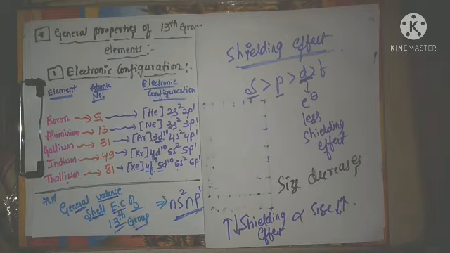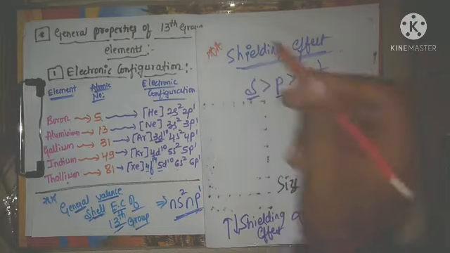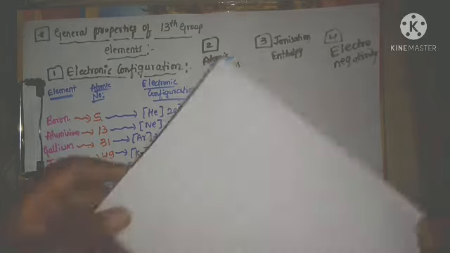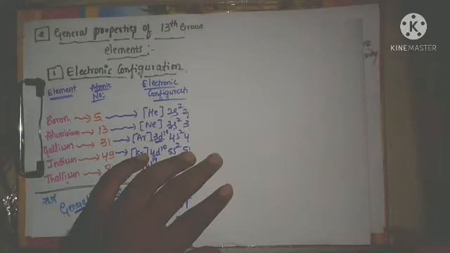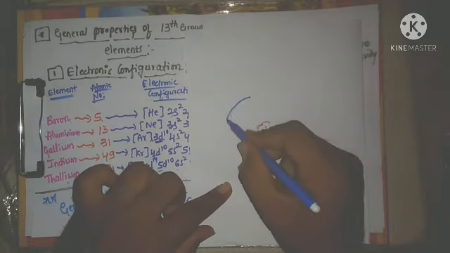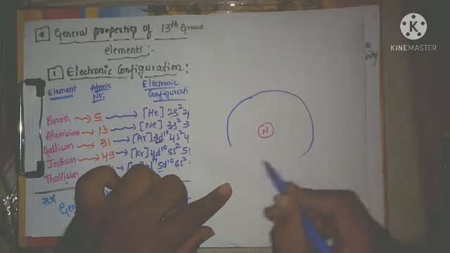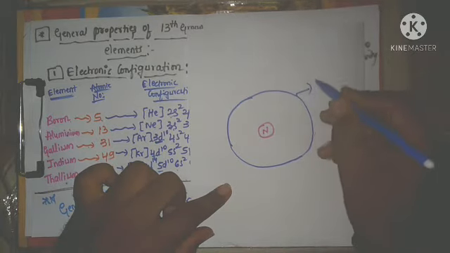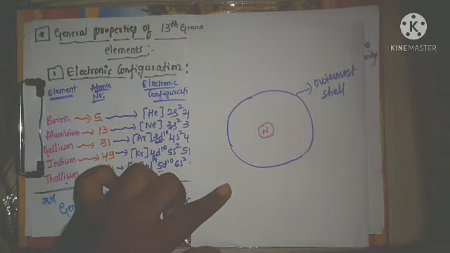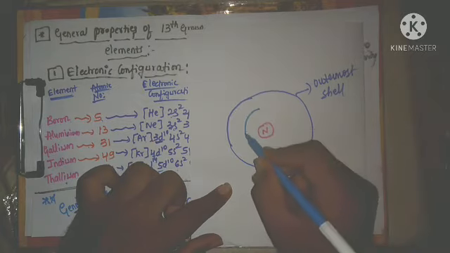Now your doubt is, sir, what is meant by shielding effect? Correct? What actually is meant by shielding effect? For this one, I will take the rough paper first. Now we will discuss the shielding effect. For example, I will take one atom. If this is the nucleus of the atom and this is the valence shell, the last shell, the outermost shell. Clear? And I will draw this one, the inner shell.